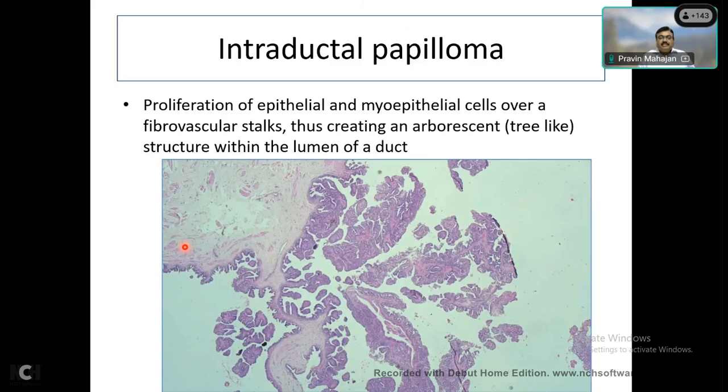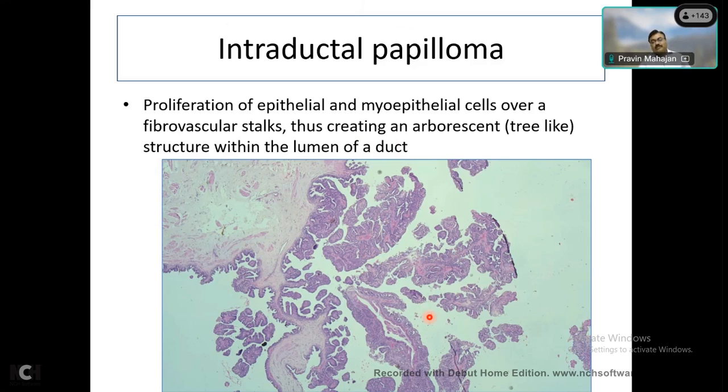Now coming to the first lesion, which is a benign lesion, intraductal papilloma. How do we define it? It is a proliferation of epithelial and myoepithelial cells over a fibrovascular stalk, thus creating an arborescent or tree-like structure within the lumen of a duct. If you see this image, you can see that this is a large, dilated duct which has within it a very broad branch-like fibrovascular core, on which there is some epithelial proliferation.